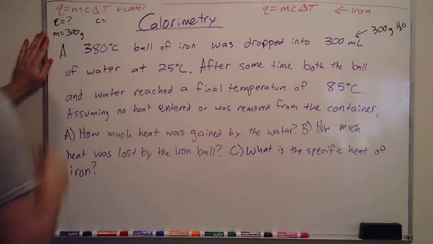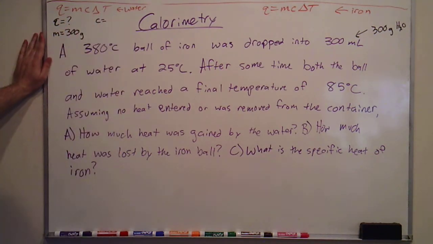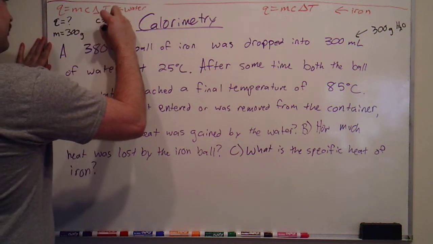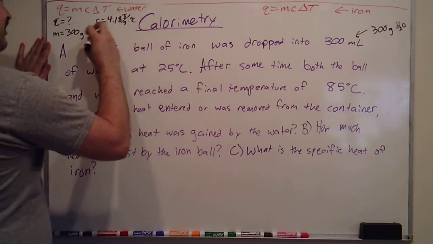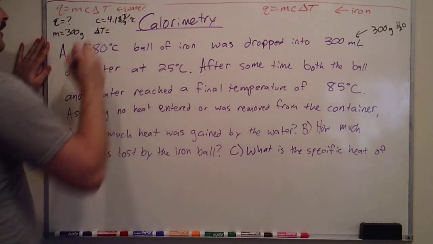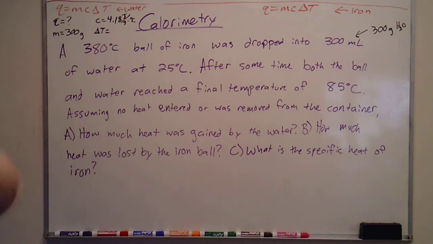All right. The C for water is a constant. It's in your reference packet. You used it a bunch yesterday. It's 4.18 joules per gram times degrees Celsius. And then delta T. Okay.